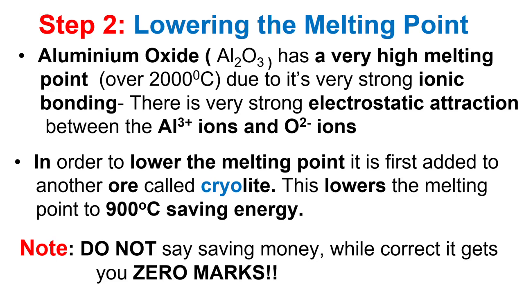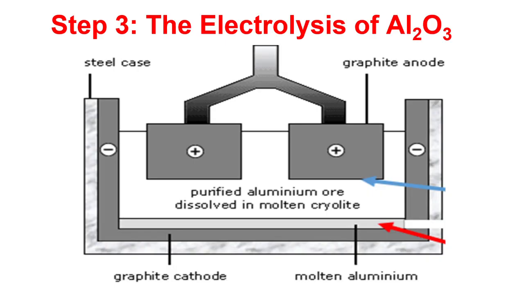In order to lower the melting point, it is first added to another ore called cryolite. Cryo means cold in science, and this lowers the melting point to 900 degrees, saving energy. Do not say saving money. While that is correct, it gets you 0 marks. You must say you added cryolite to save energy by lowering the melting point. Once it's lowered, we then use electrolysis, and it's set up like this.